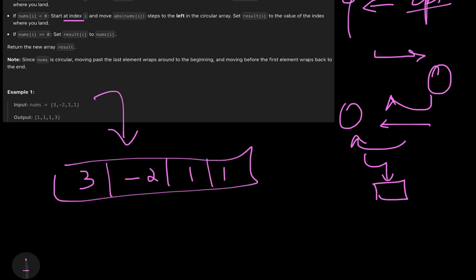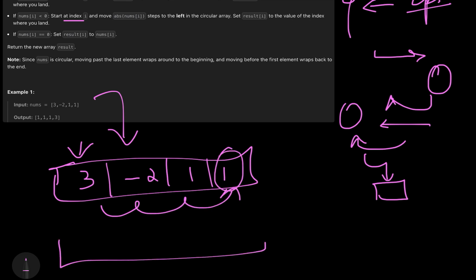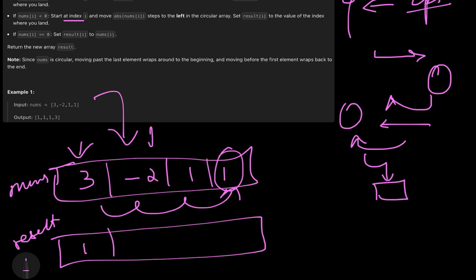If this is our nums array, suppose here it is 3. 3 is greater than 0, obviously, then we'll move 3 steps this side, and we'll get our 1. This was our nums array, this is our result array. Then in the result array, we'll put 1. Here it is minus 2. Then we'll move to the left 2 steps, 1 and 2 over here. Then we'll get 1.